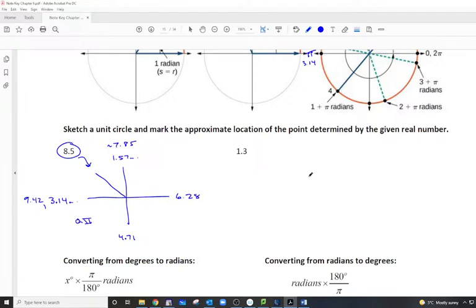Sweet. So now where would I put 1.3? Well, 1.3 is easier. I should have done that one first. 1.3 is somewhere between 0 and 1.57, so it would be somewhere in here. And again, super approximate. Actually, you know what? I think it would be a little bit closer to 1.57. Maybe like that, right? Just numerically, it makes sense. So this would be 1.3. 1.3 is in quadrant 1.